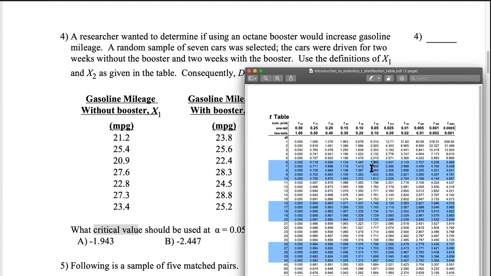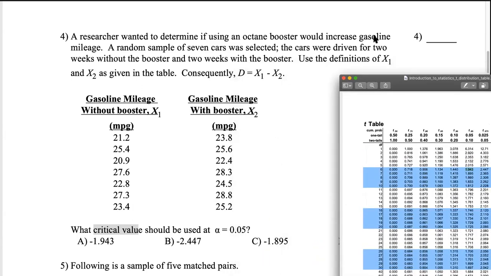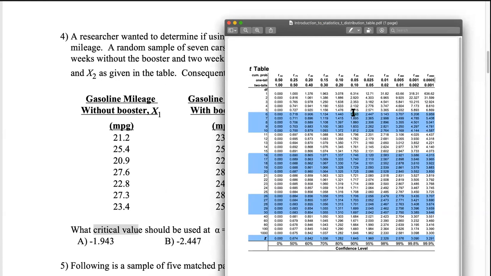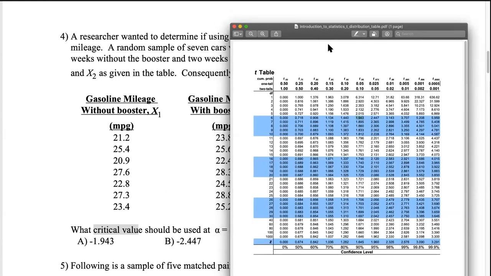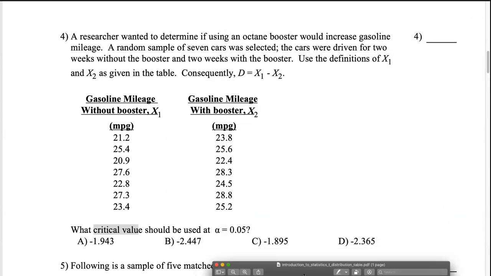So it's 1.943. Everybody follow me? 1.943. Now the question here is, all of them are negative, right? I mean, that's good. Why do we have a negative here? Because if we draw the table here, you will realize this is a T table, symmetric.